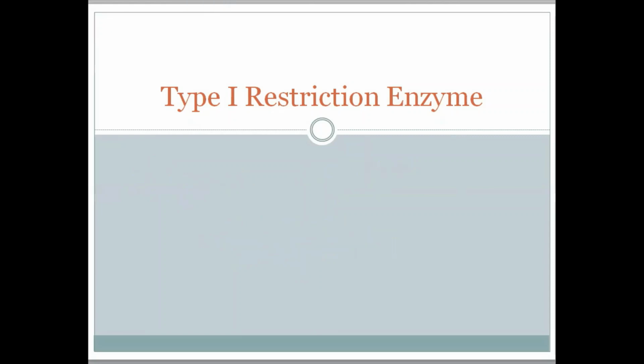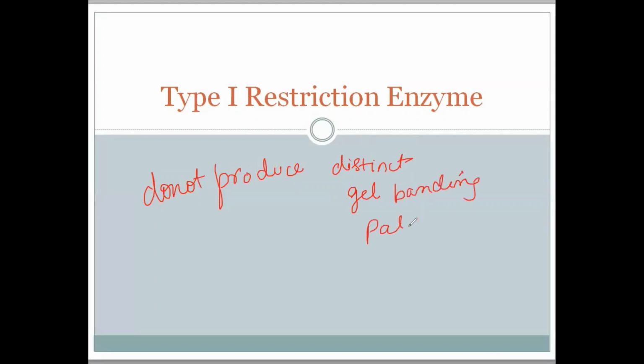Now, type 1 restriction enzymes are very important biochemical agents. We use them, but practically, they have very little value because they do not produce distinct gel banding fragments. We need distinct fragments, and it does not produce them. So we don't use restriction enzyme type 1 a lot. So this was all about restriction enzyme type 1.